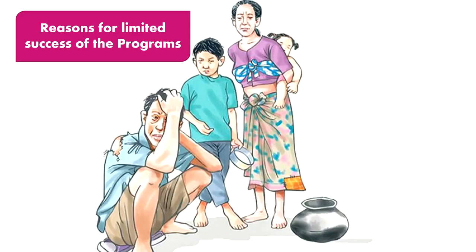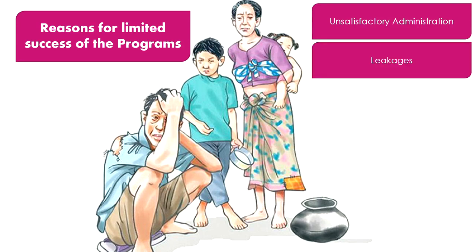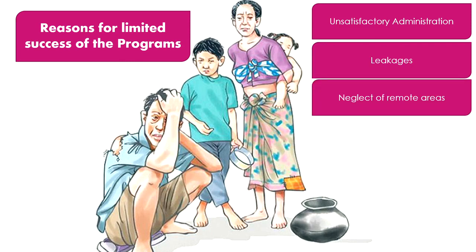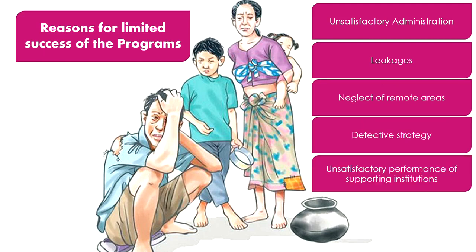Now, there are several reasons for which the poverty alleviation program was limited and not fully successful. The first one is unsatisfactory administration. The second one is leakages within the program. Third is neglect of the remote areas. Fourth is defective strategy. Fifth is unsatisfactory performance of the supporting institutions.